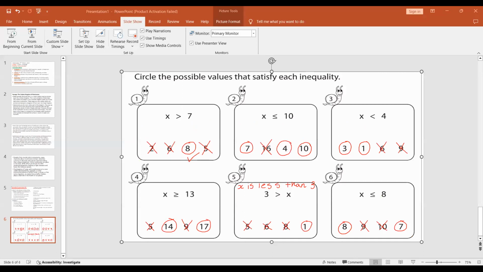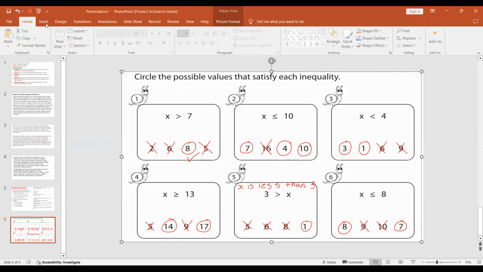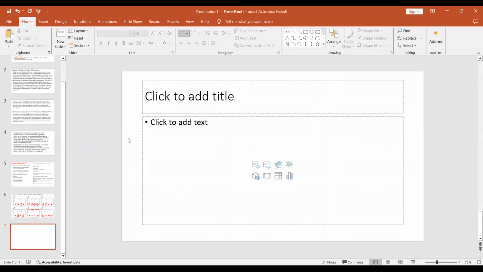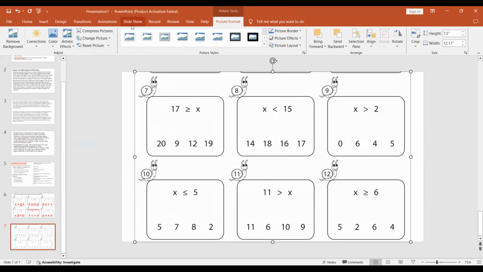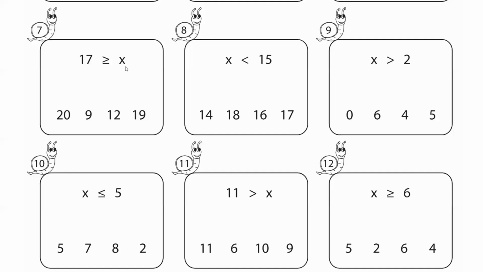If you need the notes for that, all you need to do is take a picture of it, or go inside the chat for the picture of the work. All right, so let's do the rest of these examples. We went up to number 6, so let's go ahead and do numbers 7, 8, 9, 10, 11, and 12. So here, what we have is 17 is greater than or equal to x. Whenever we have something like this, we're going to try to write it the opposite way.